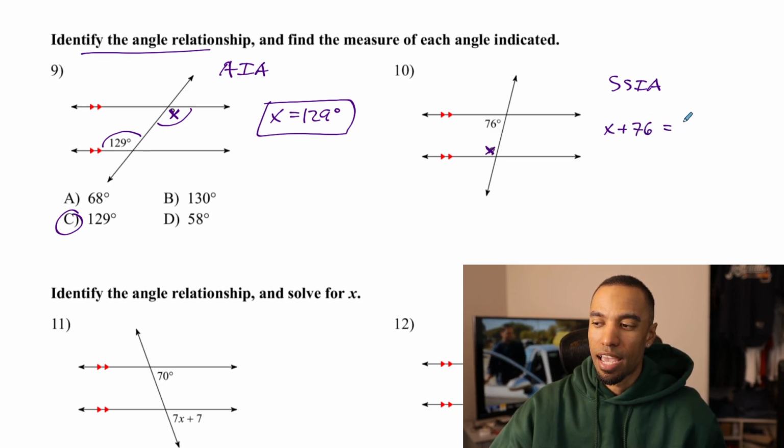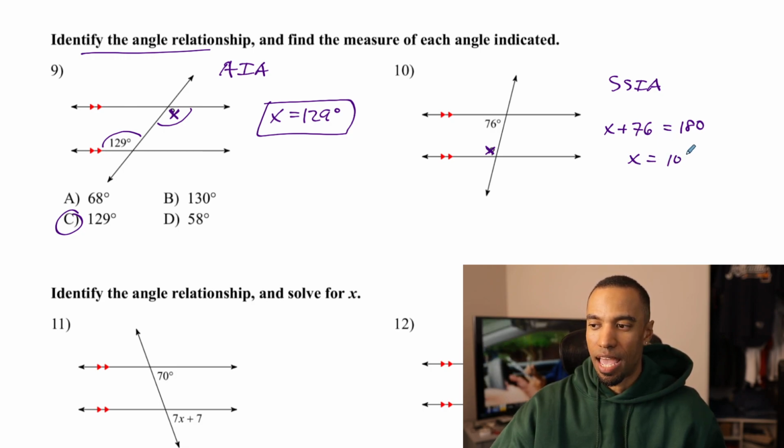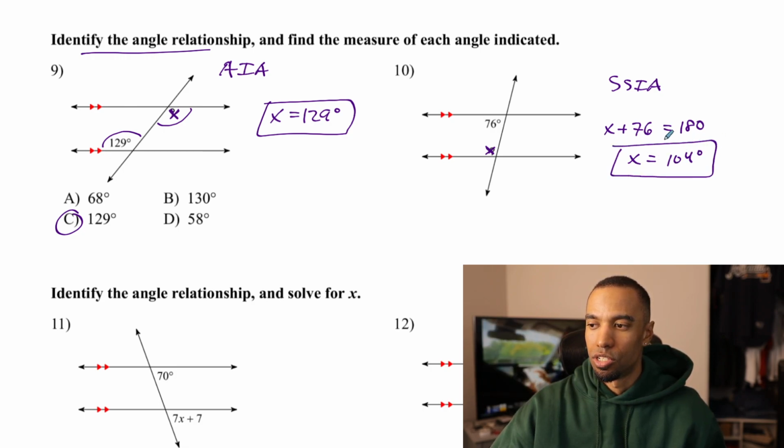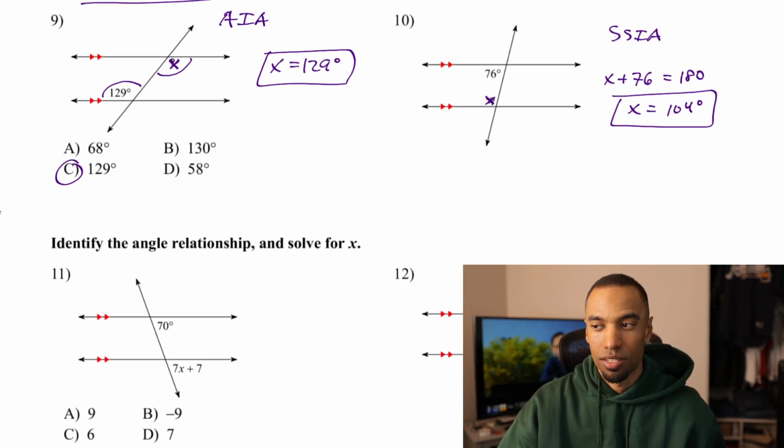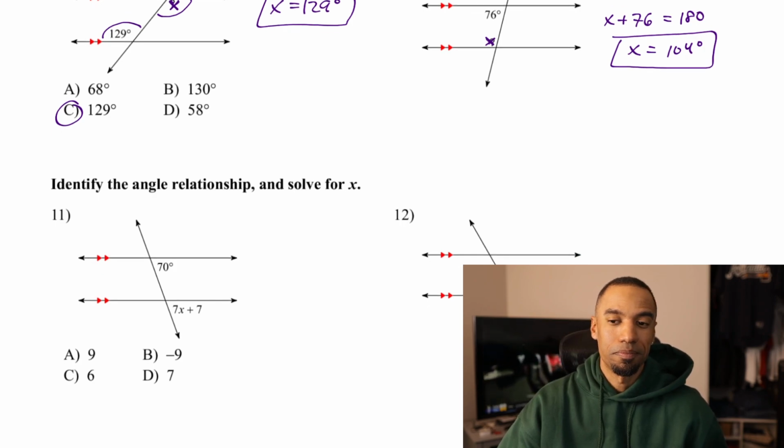So if I'm going to solve for x right here, I add them up to 180, and I subtract 76 over, and I'm going to get x equals 104 degrees. Not congruent. They're supplementary.